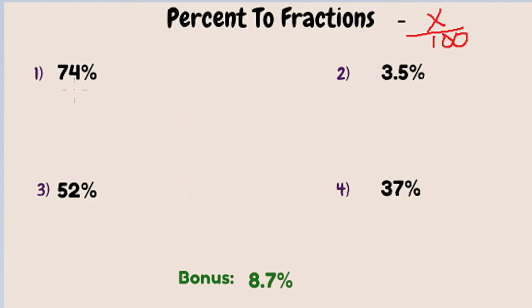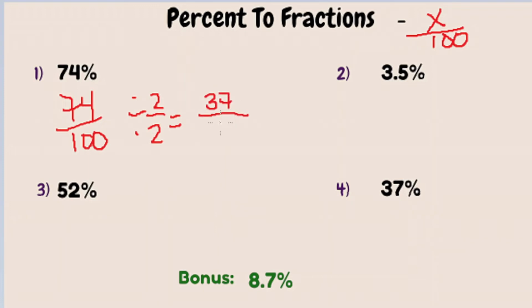First example, 74 over 100. Now we can look at our numerator and denominator and see they're both even, so they should be divisible by 2. So let's divide by 2 if we want to show this in our simplest form. And we will get 74 divided by 2 is 37, and 100 divided by 2 is 50. So 37 over 50 is 74% in its simplest terms.